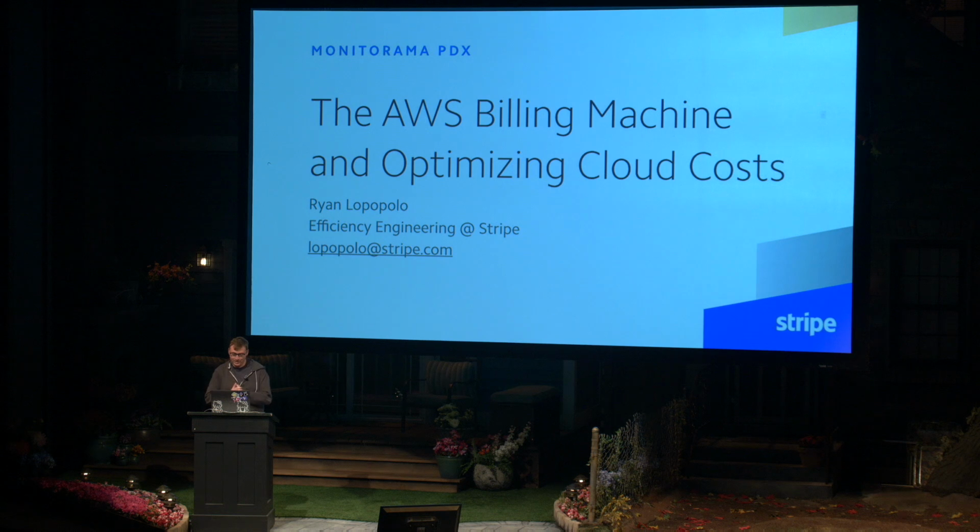So today I'm here to talk about efficiency engineering and taking our AWS bill and shoving it through the machine to optimize the hell out of it. I work for Stripe, and our mission is to increase the GDP of the internet. We do that by building economics infrastructure that allows big businesses, large and small, to accept payments around the world. I'm an efficiency engineer at Stripe, which means I spend a lot of my time looking at and being mesmerized by our AWS bill.